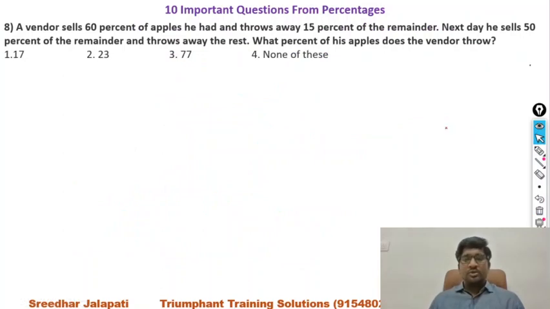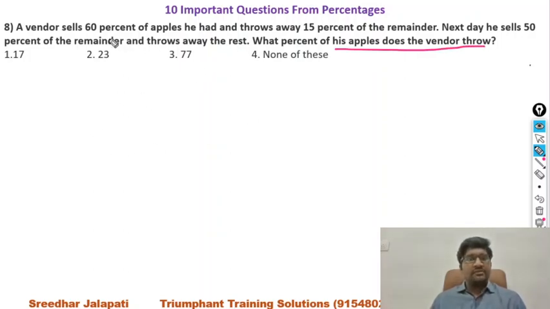Thank you, and let's move to question number 8. A vendor sells 60% of apples he had and throws away 15% of the remainder. Next day he sells 50% of the remainder and throws away the rest. What percent of the total number of apples does the vendor throw?